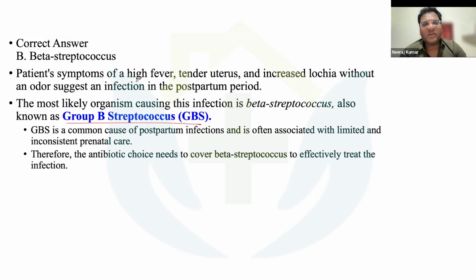Why? Because this patient has a high fever, tender uterus, and increased lochia without any odor, which suggests that an infection has already started in the postpartum period and is likely caused by beta streptococcus, also known as group B streptococci. That's why this is a common cause of postpartum infections, and it is usually seen with limited and inconsistent prenatal care. Therefore, the antibiotic of choice needs to cover beta streptococcus effectively to treat the infection.